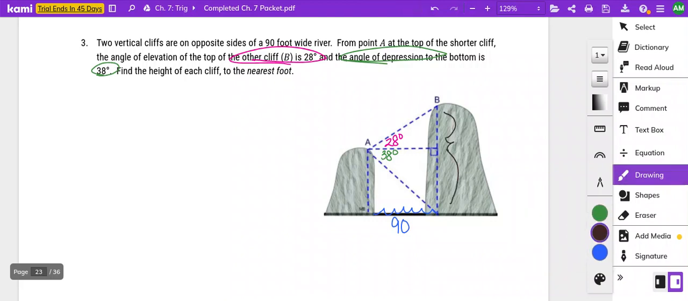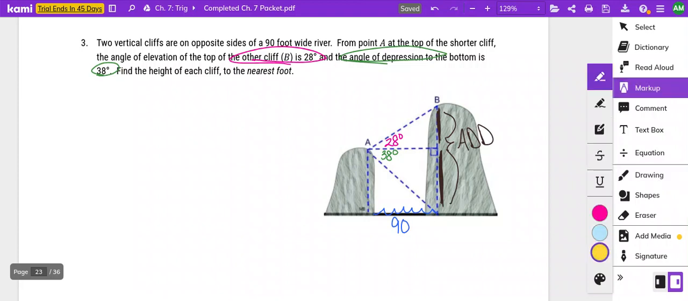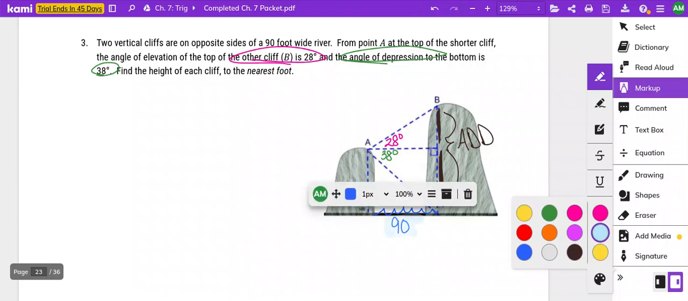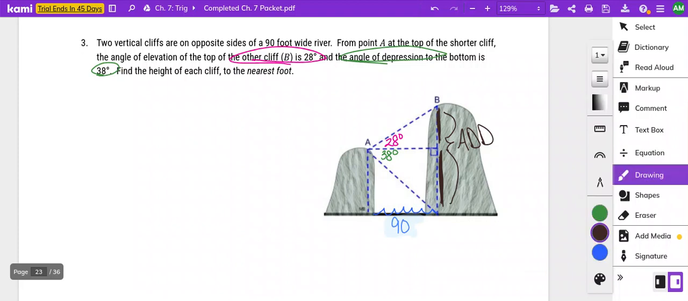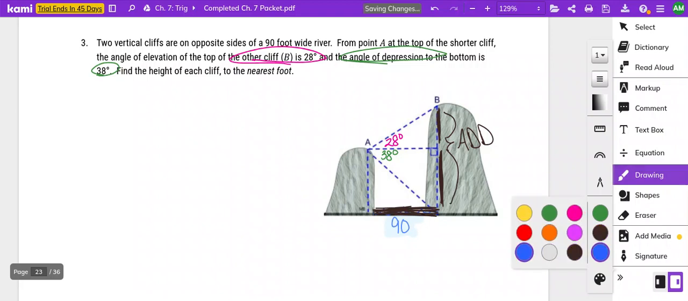So here is what we need to do to find B. We're going to think to ourselves, how are we going to find that? Well, what am I going to need to do? I'm going to need to take both pieces and add them together to find our whole. Now, the other thing that I want to pay attention to in this question is that we have 90 labeled here at the bottom. So that 90 at the bottom also, remember, is the distance between the two cliffs, which means that I can put it right up here. It's the distance between the two cliffs, whether it's at the bottom or in the middle.